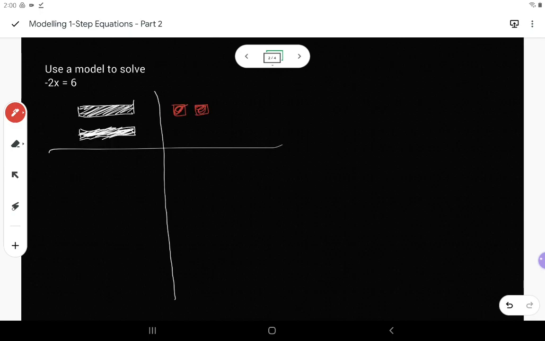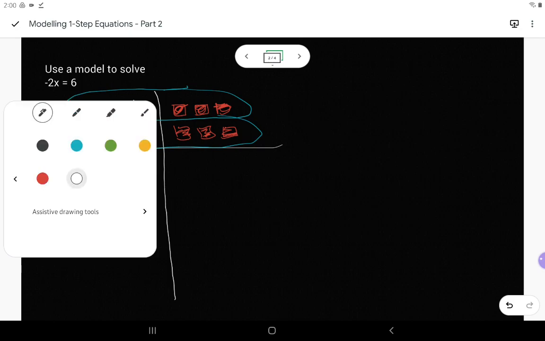So 1, 2, 3, and then 4, 5, 6. So in total, I've got my 6 ones laid out into 2 equal groupings where each group is going to have 3 ones in it. So I go like this. I've got a group that's got a negative x and 3 ones, and another group with negative x and 3 ones. And so I'm going to draw that out.